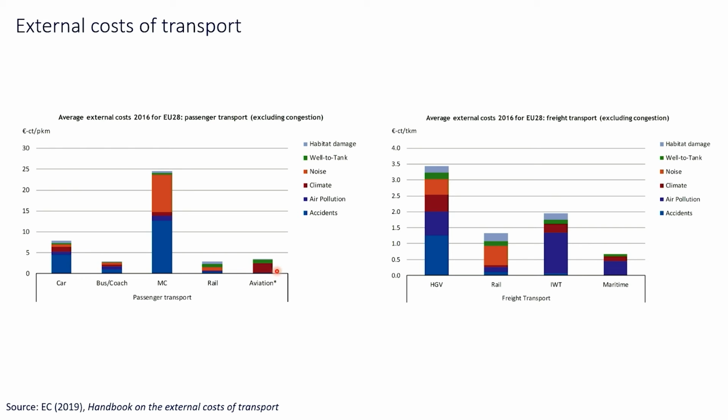Whereas other collective forms of transport show smaller shares. In the case of goods transport, if we look at the individual kilometer, higher external costs are registered for heavy trucks, followed by inland river transport.